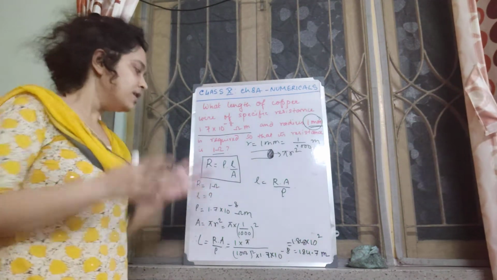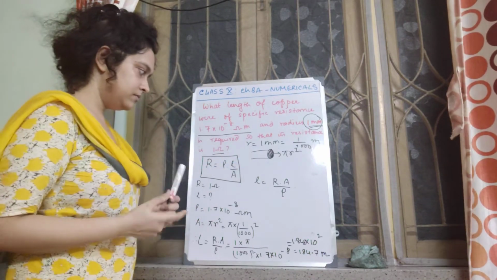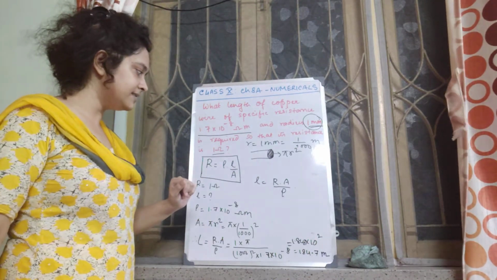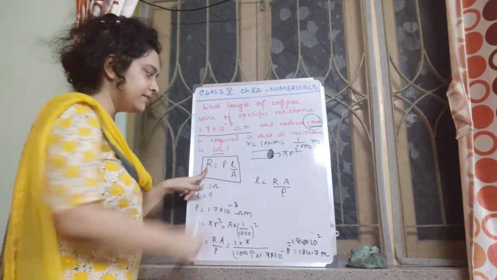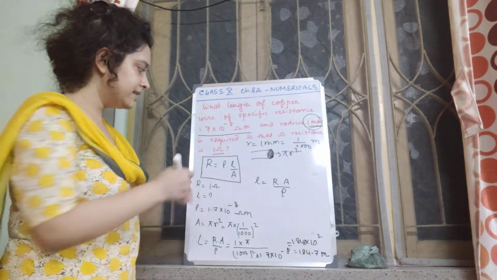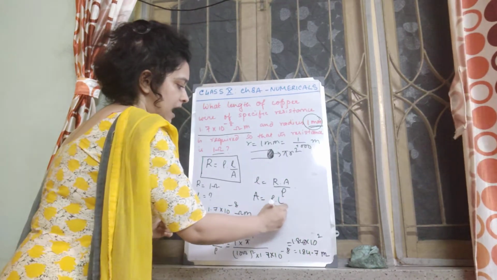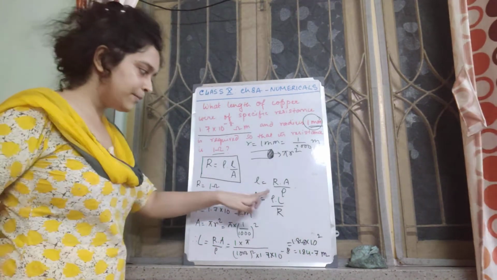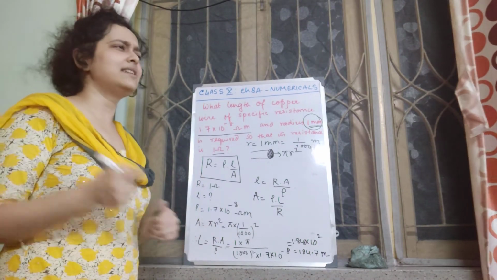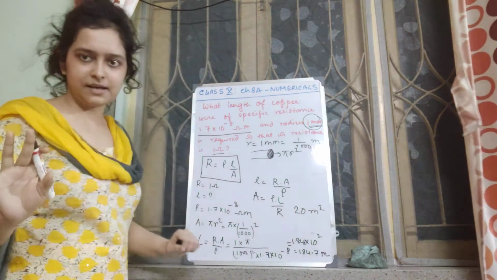Like this, for example, you have to find the area. Or for example, you have to find the radius. How can you find the radius? If R given, rho given, L given, first find the area. That area will be rho into L by R. So if these are the things which are given and you find the area, say you find it as 20 meters square, for example.